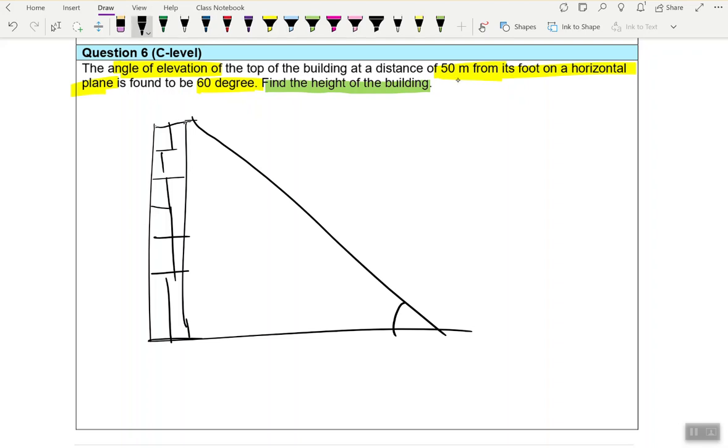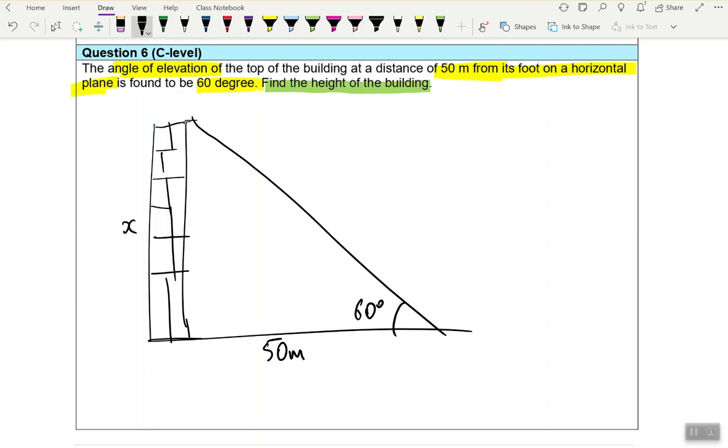We know that it's 50 meters from its foot. So the foot of the building is right here, on a horizontal plane, and you know horizontal is that. So don't get confused here. Make sure you read the question a couple of times. That's your 50 meters. That's our 60 degrees. The question says, what is x, or the height of the building?